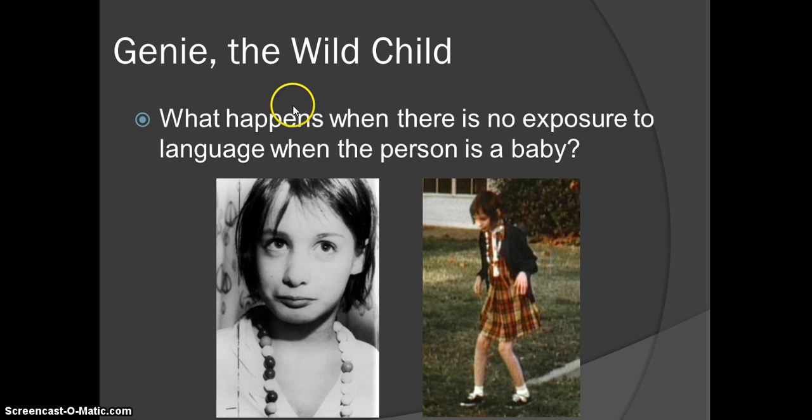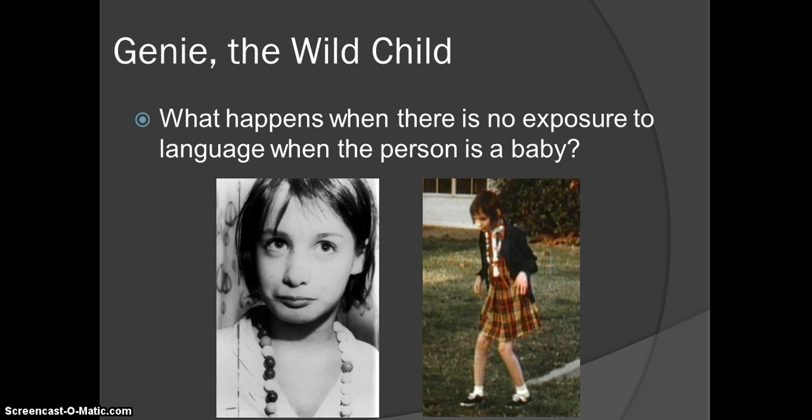What happens when there is no exposure to language, when the person is a baby? Jeannie, born in 1957, is a pseudonym for a feral child who was a victim of extraordinarily severe abuse, neglect, and social isolation. When Jeannie was a baby, her father, for some reason, decided that she was severely mentally retarded, which made him dislike her and withhold his care and attention.